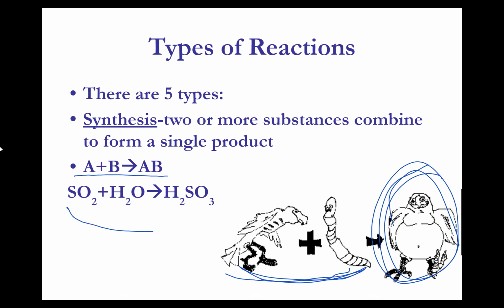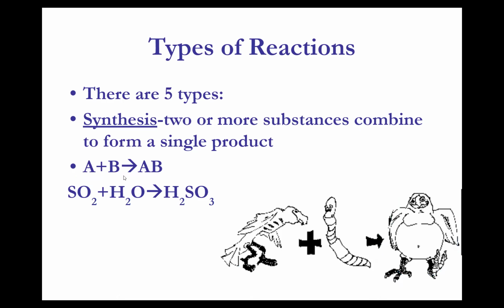A real life example, we have sulfur dioxide plus water, and this gives us H2SO3, sulfurous acid. 2 things become 1. That's synthesis.